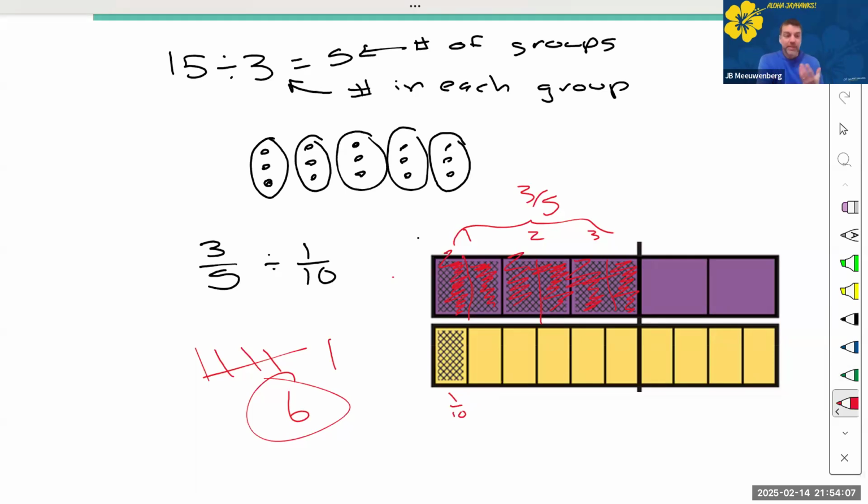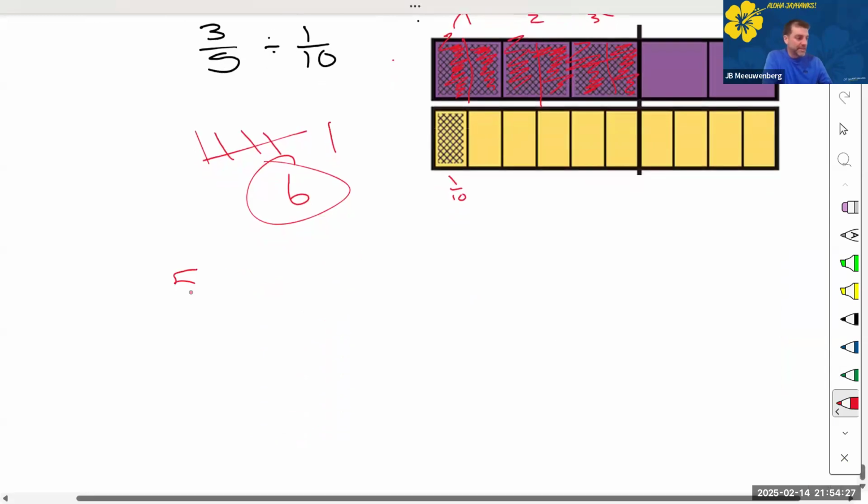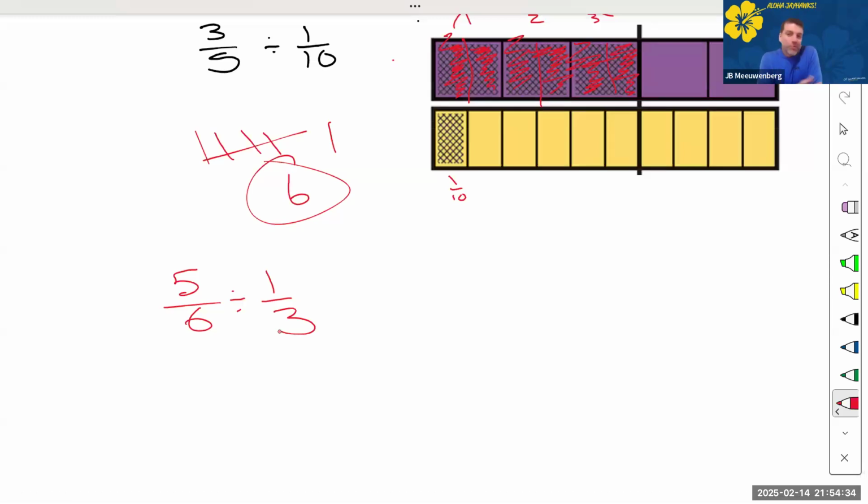Now, that's one visual that can help us see this representation. What we'll look at now is another problem. This one is going to be 5/6 divided by 1/3. And so maybe you even try to sketch out a bar like we did in the previous example. See if you can maybe represent this like we did here. See what yours might look like.